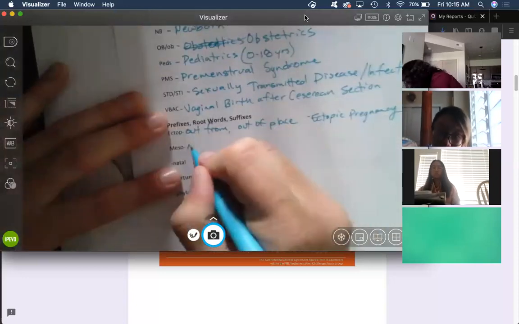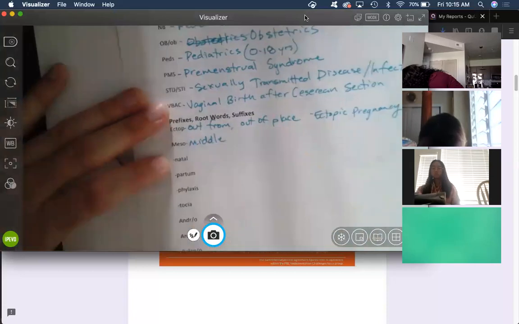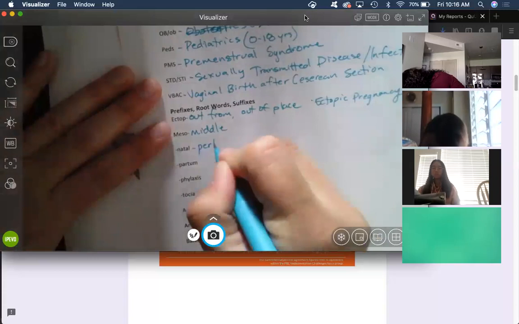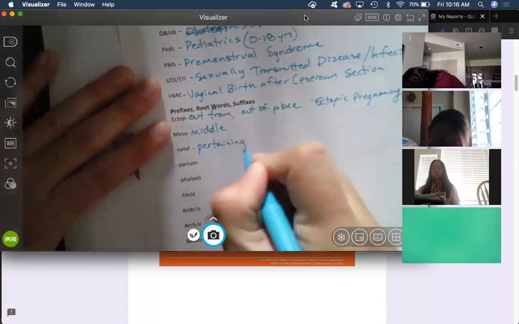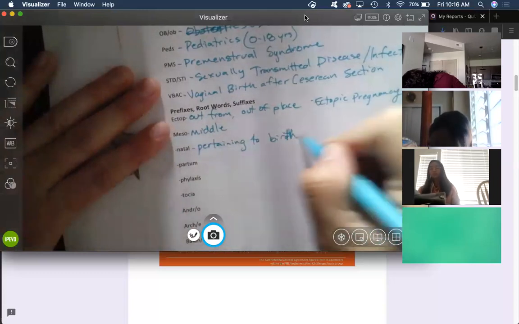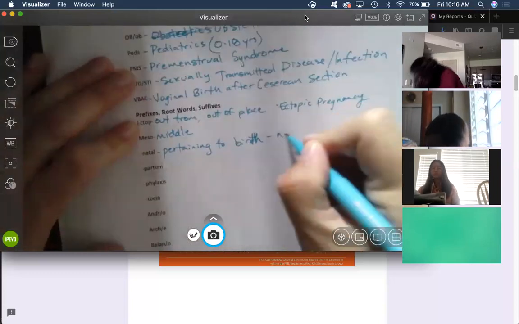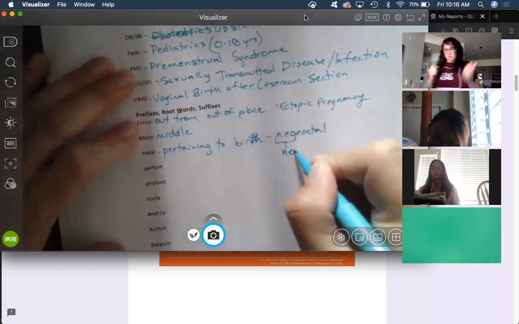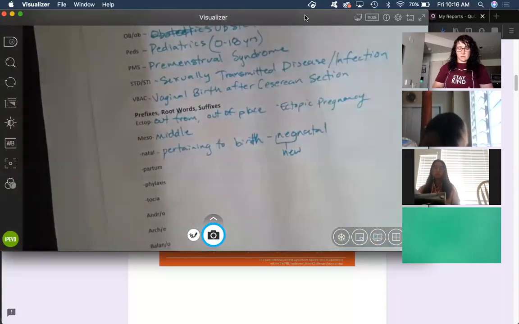Natal is pertaining to birth. So the word neonatal, neo means new. So neonatal are right after birth. It's a new baby that just was born. So they have the neonatal NICU, one of the NICUs that we talked about, where babies who are premature will go and get extra care.